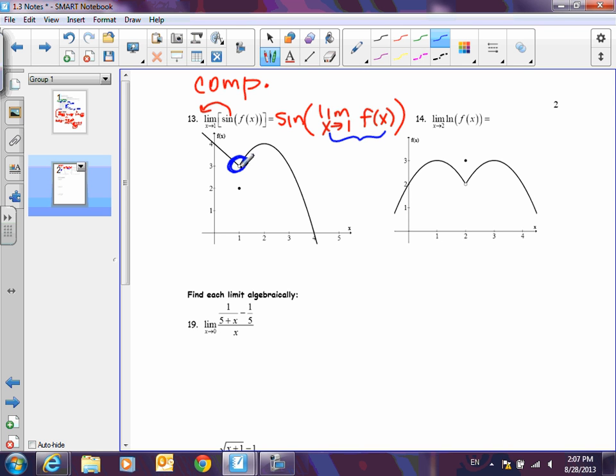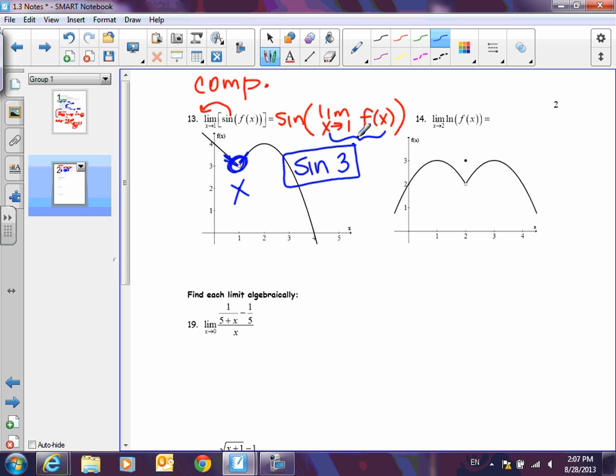This right here, it's not because it's the hole, it's because it's on the graph. It's because the left and right behavior are right there next to it. This point does not determine the limit. So the limit here is 3. So we're going to write sine of 3.